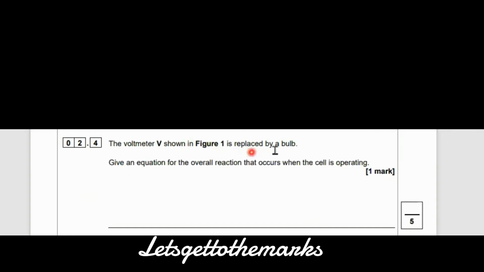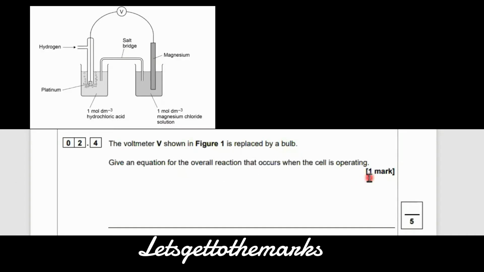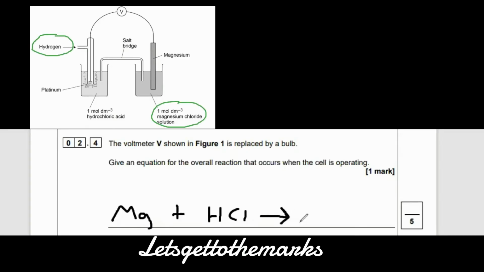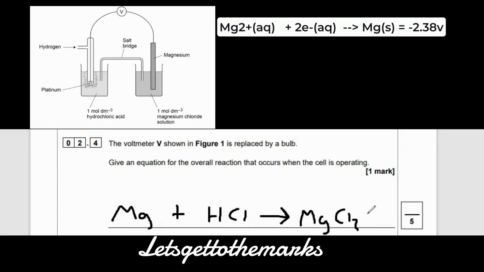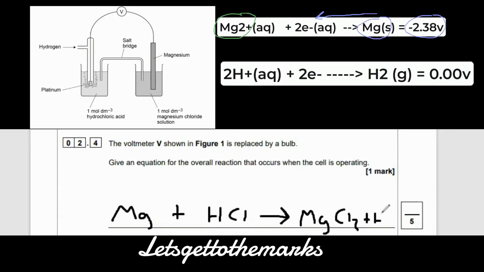Okay. 2.4, the voltmeter shown in figure 1 is replaced by a bulb. The question says, give an equation for the overall reaction that occurs when the cell is operating. Well, we've got magnesium chloride, and we've also got hydrogen and hydrochloric acid. So we have a reaction here, which is magnesium plus hydrochloric acid. What's that going to form? It's going to form magnesium chloride and hydrogen gas. It's just metal and acid. Makes magnesium chloride and hydrogen gas. Cool.